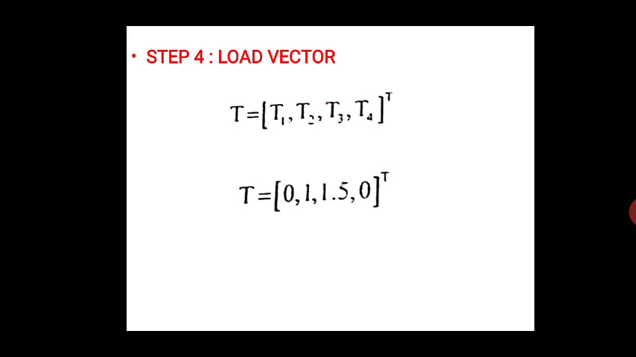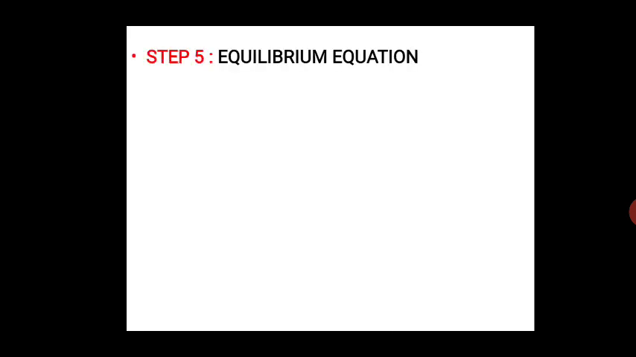Step 4 is the load vector. Step 5 is the equilibrium equation. We can write the equilibrium equation as KQ is equal to T, and here the displacement is angular displacement, which we will consider as theta.